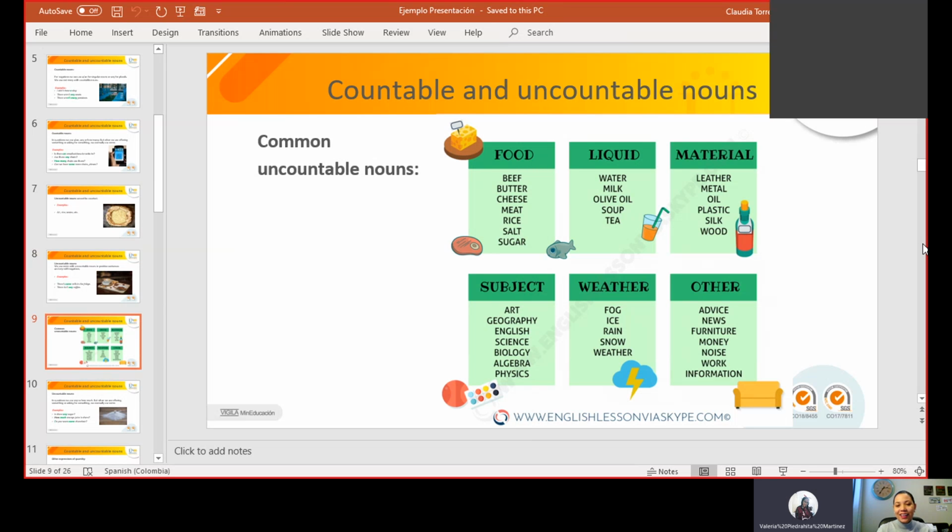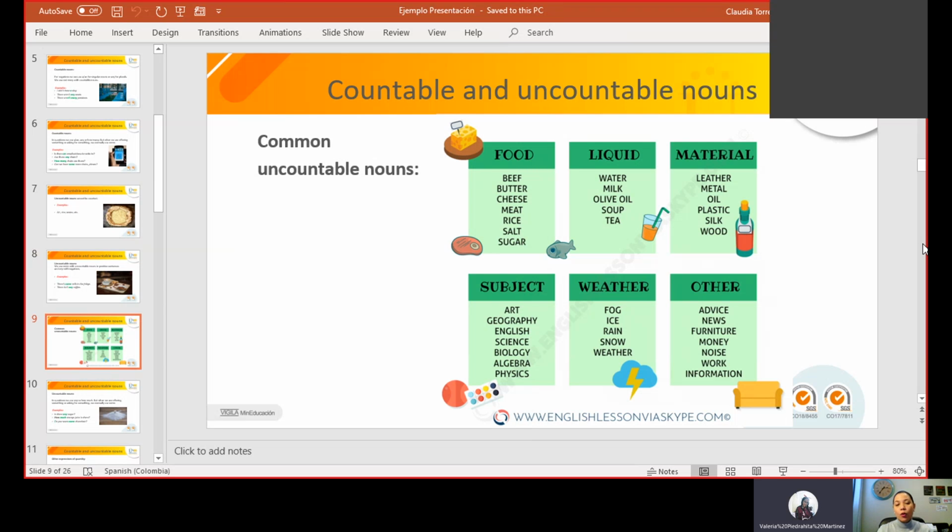And then subjects, right? So when you study at school, all the subjects are uncountable nouns, right? So art, geography, English, science, biology, algebra, and physics. All of them are uncountable nouns.